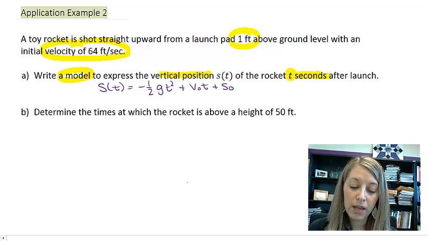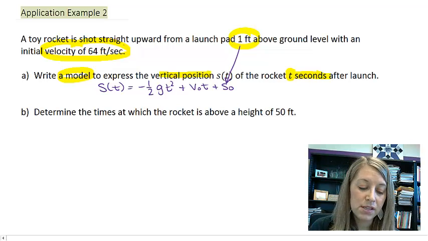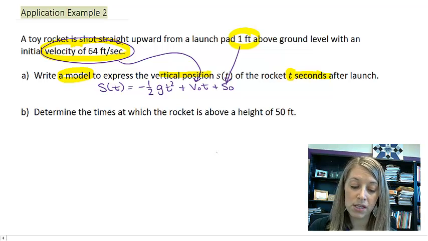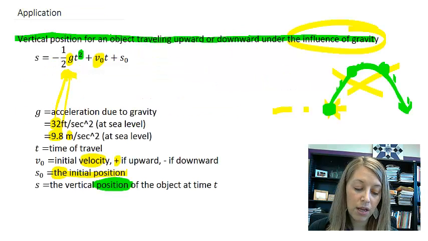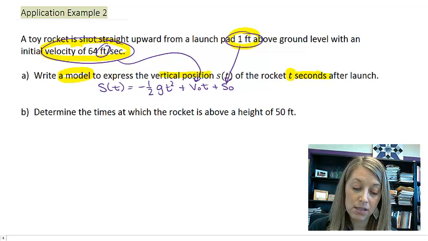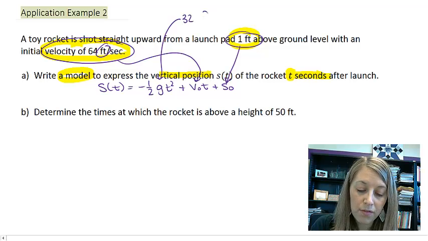Okay. Well, let's plug in what we know. If it starts at 1 foot above ground level, that's our initial height. If it's a velocity of 64 feet per second, then that's what we're going to plug in for the velocity. And then for our gravity, remember we had two choices. If we're in feet per second, then we're going to use 32. If we're in meters per second squared, we would use 9.8. This problem is in feet. It shows us a couple of times. So we're going to use 32 feet per second squared here.